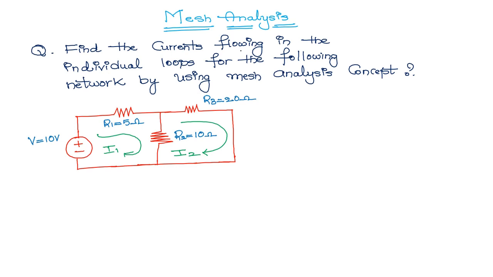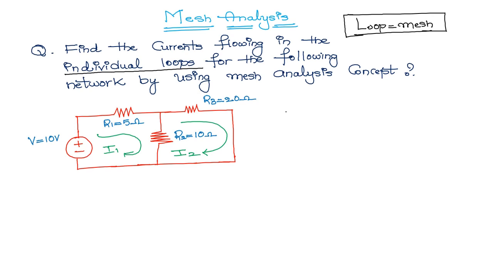What is the meaning of loop actually? Loop means mesh, and mesh means loop. Any closed path we call a loop, also called a mesh. The meaning of loop and mesh is the same. Here the question is to find the current flowing in the individual loops. That is why the concept of mesh analysis is used in electrical networks, to find the currents flowing in the loops.